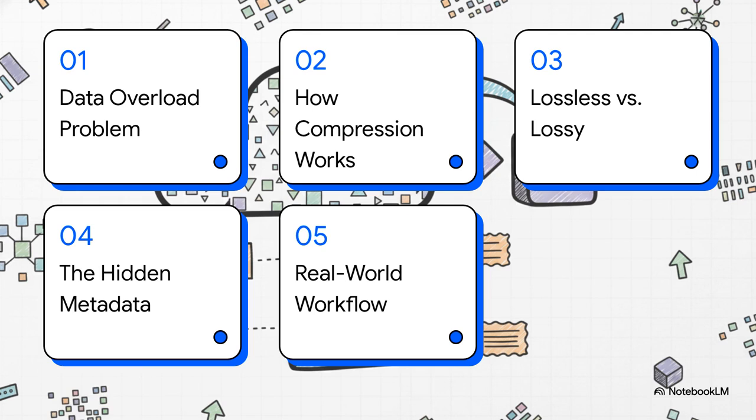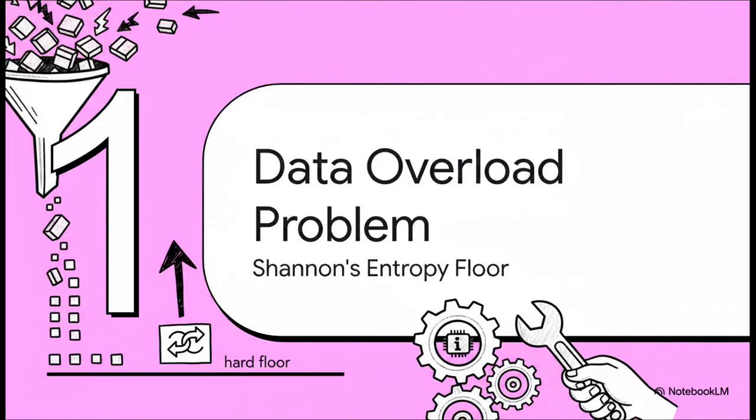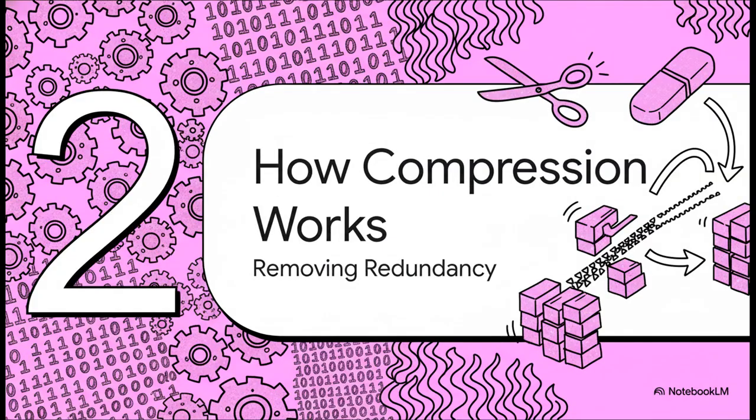First, the data overload problem. Second, how data compression works. Third, lossless versus lossy methods. Fourth, the hidden layer known as metadata. And finally, we'll look at a real-world data workflow. All right, let's jump right in with Section 1, the data overload problem, and the fundamental concept of Shannon's entropy floor. Which brings us directly to our hero in Section 2, how data compression works.